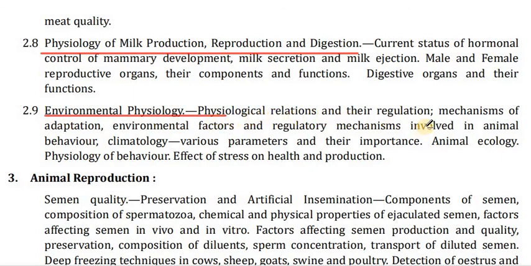physiological relations and their regulations, mechanism of adaptation, environmental factors and regulatory mechanisms involving animal behavior, climatology, various parameters and their importance, animal ecology, physiology of behavior, effect of stress on health and production.